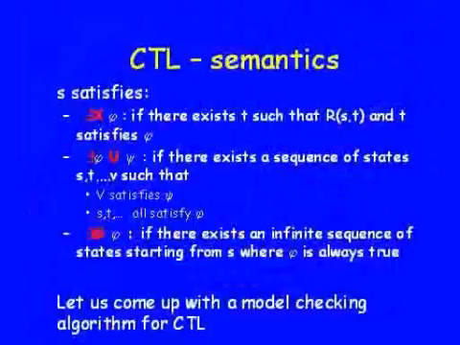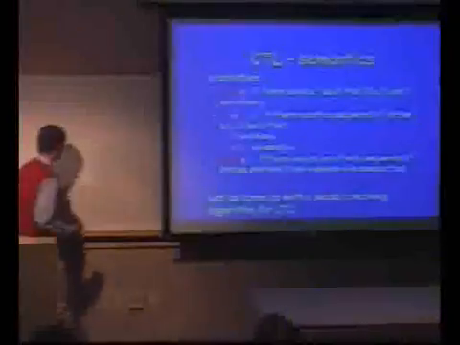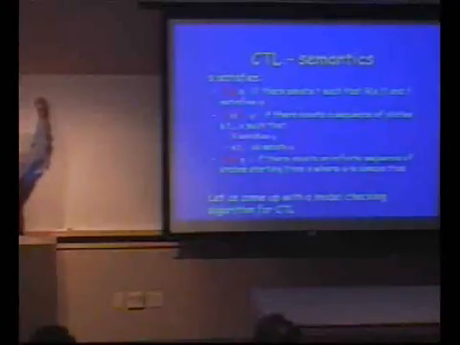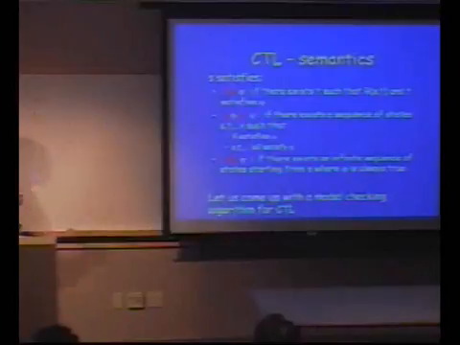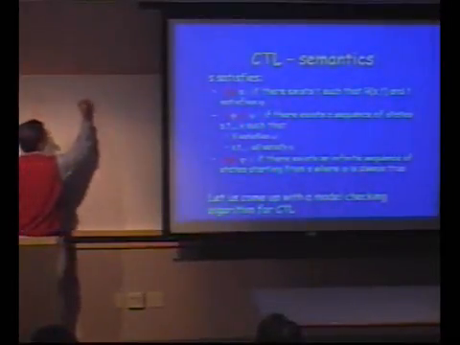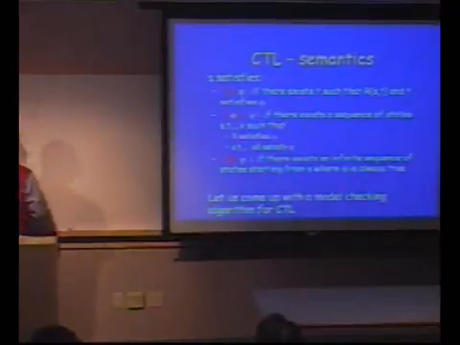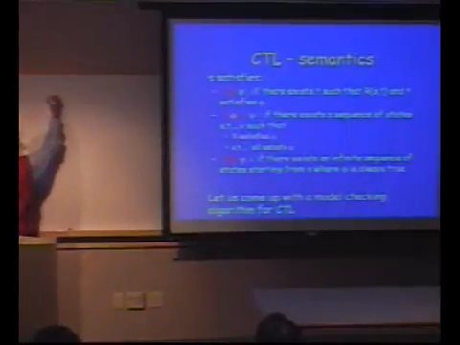So the semantics is really in these three. A state S satisfies exists next phi if there exists some next state which satisfies phi. That's the semantics for that, right?